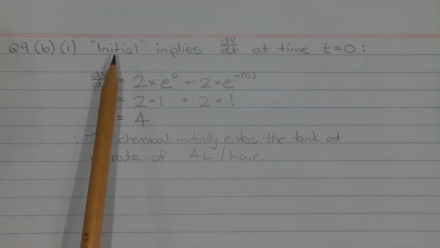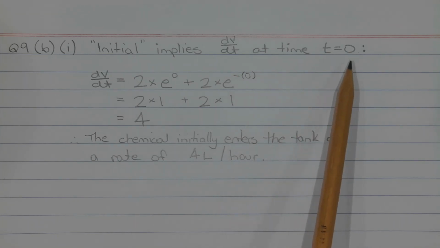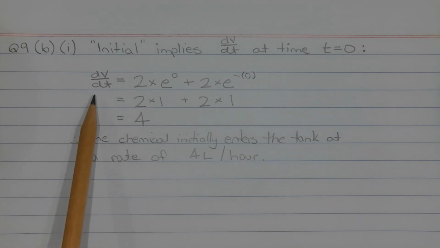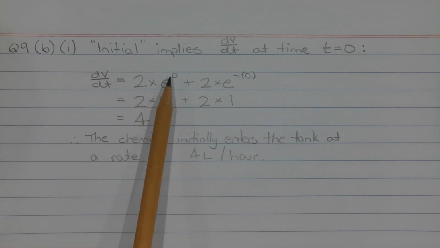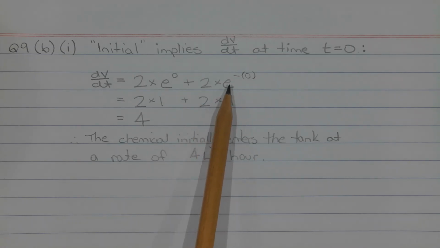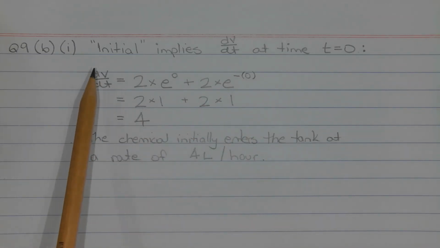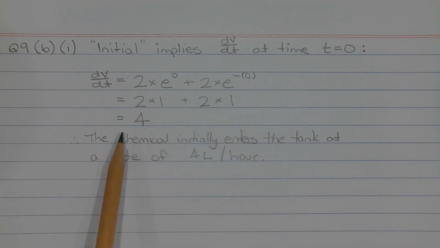The term initial implies the value of dV/dt at time t equals 0. So substituting t equals 0 into the equation for dV/dt, we have dV/dt equals 2e^0 plus 2e^(-0), and e^0 is equal to 1. So dV/dt is equal to 2 times 1 plus 2 times 1, which equals 4. Therefore, the chemical initially enters the tank at a rate of 4 litres per hour.